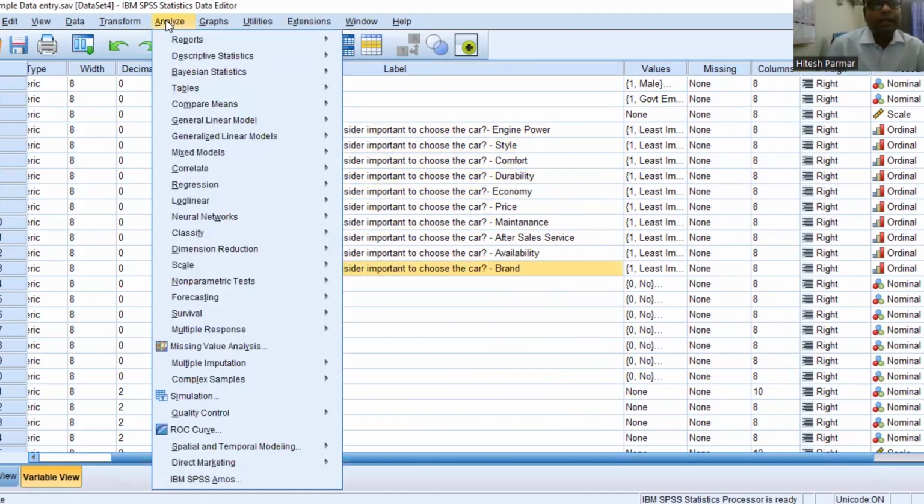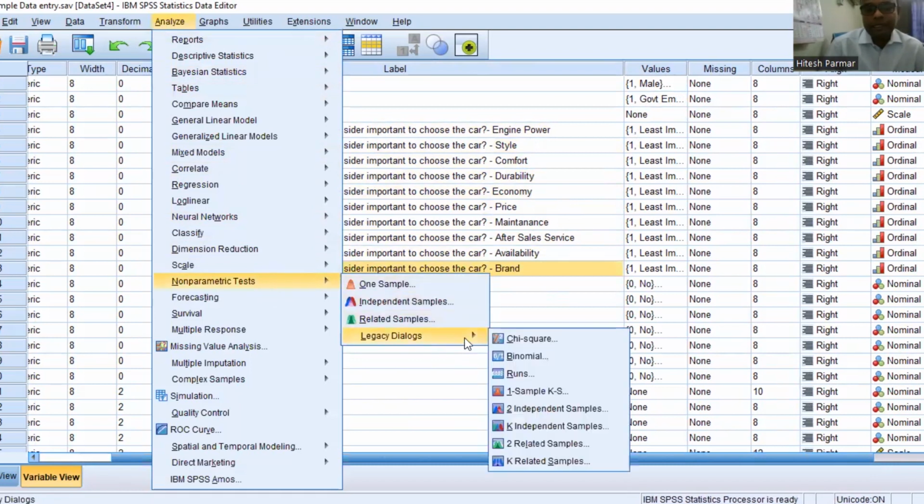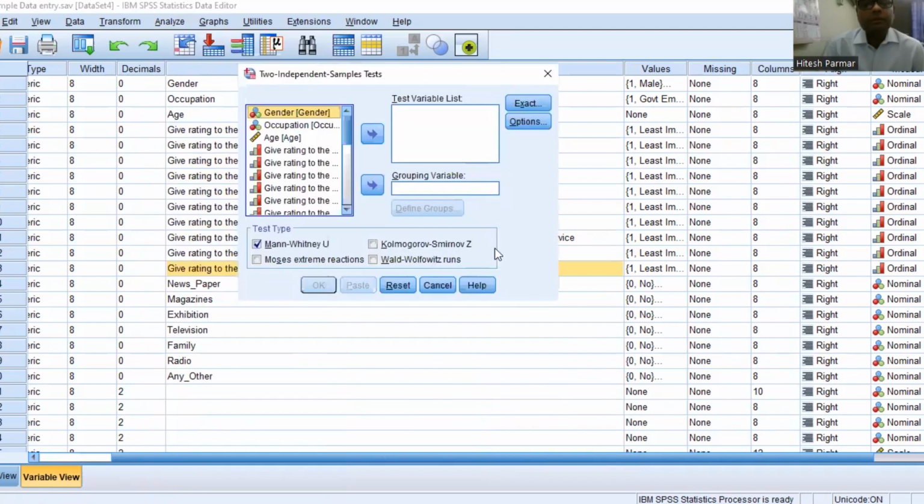You need to click on Analyze, click on Nonparametric Tests, Legacy Dialogs, and Two Independent Samples. You can click on Two Independent Samples. As soon as we click, all these rating scale variables we can transfer here.